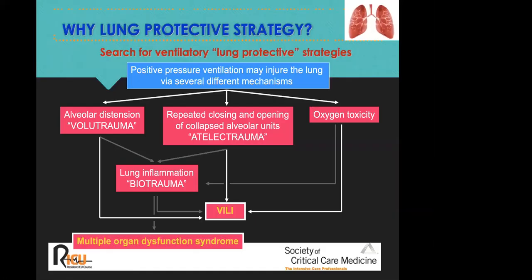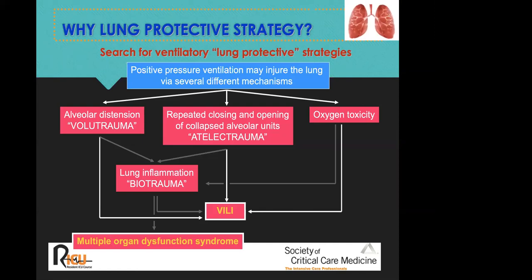So here the lung protective strategy is very important to protect the alveoli, to protect the lung from either volume trauma, atelectasis trauma, or even oxygen toxicity. You cannot just keep the patient on FiO2 100% to keep the saturation at 100%. We don't like to see that. We like to keep the patient in good oxygenation, and there is a lot of variation in ARDS. What is the best oxygenation?